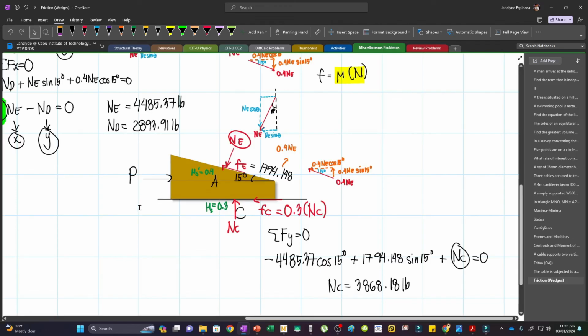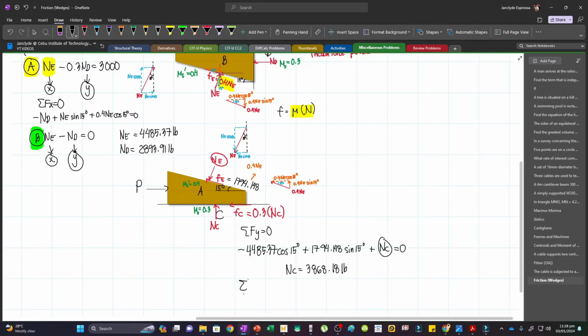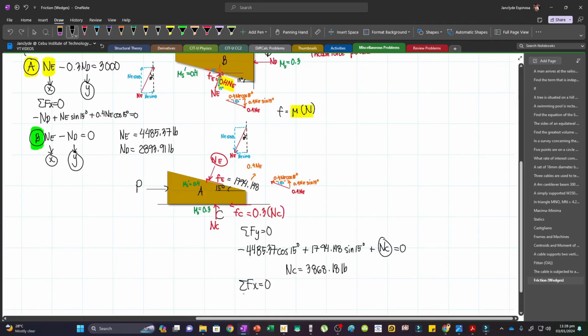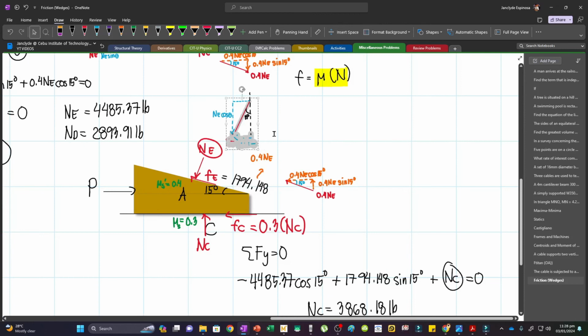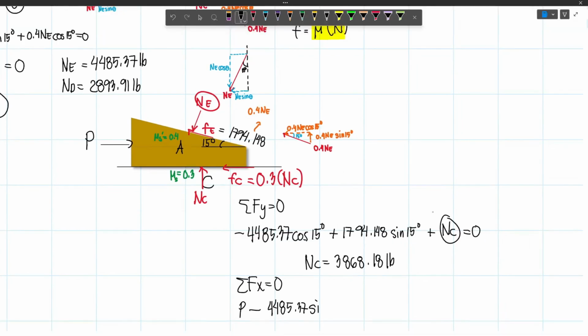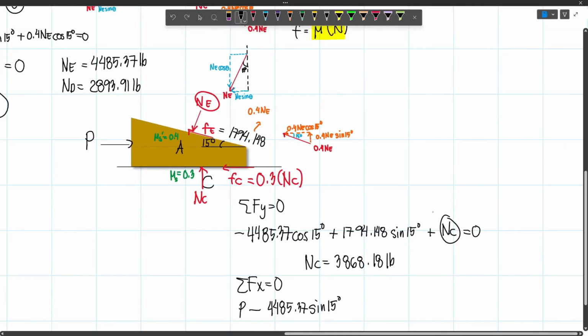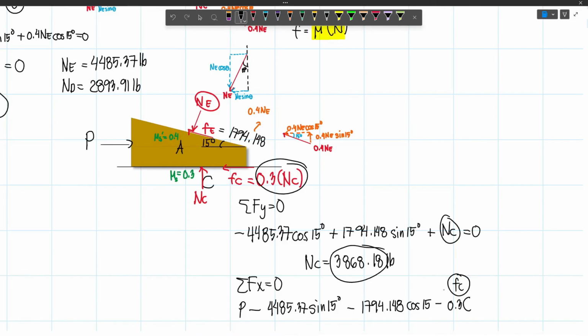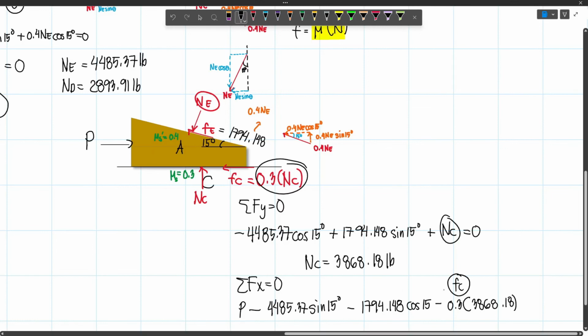And then to get P, I will just sum up forces horizontal. And so summing up forces horizontal, I have P, which is acting to the right, so positive. And then minus this horizontal component, which is Ne sine theta, so 4485.37 sine 15, and then minus this horizontal component. So that will be minus 0.4 Ne, which is 1794.148, and then cosine 15. And then I also have 0.3 NC, which is acting to the left. And so that will also be minus. So minus Fc, which is 0.3 times NC, which is this value, 3868.18. And then I will set this one to 0.